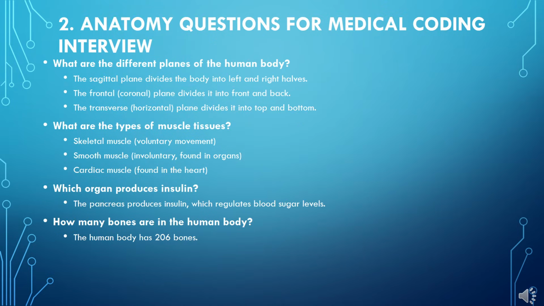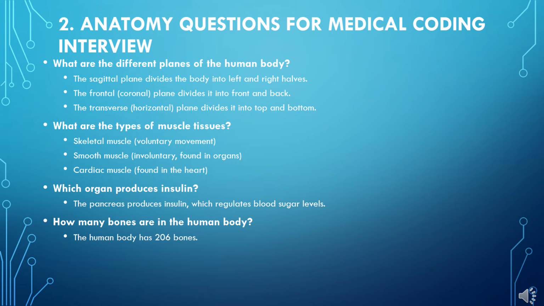2. Anatomy questions for medical coding interview. What are the different planes of the human body? The sagittal plane divides the body into left and right halves. The frontal (coronal) plane divides it into front and back. The transverse (horizontal) plane divides it into top and bottom.